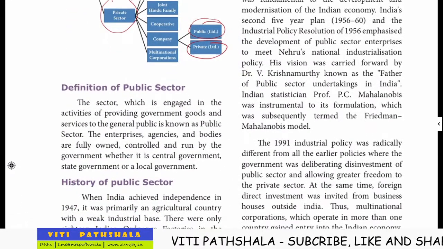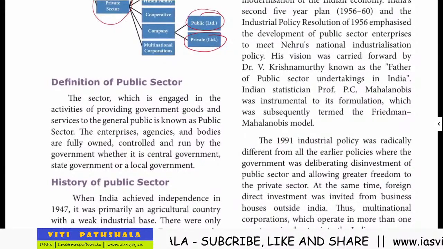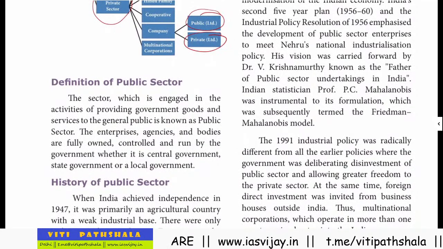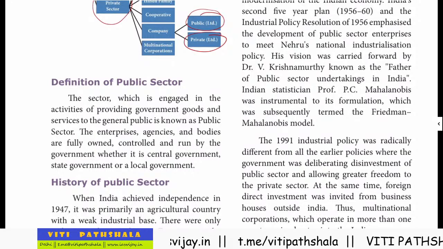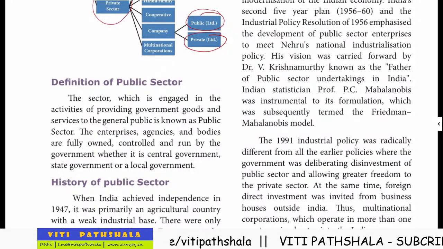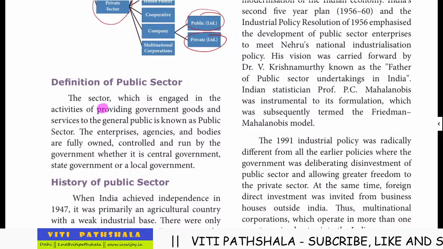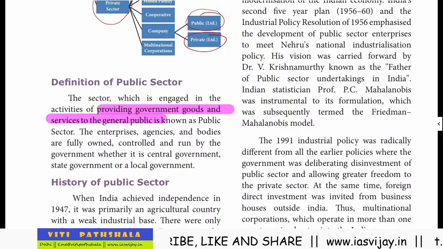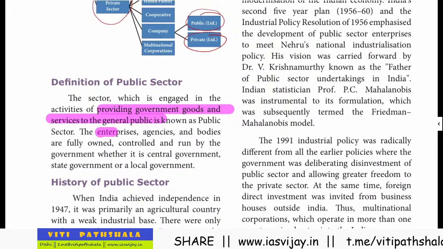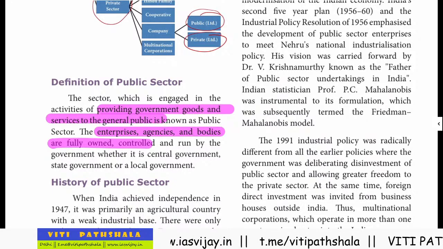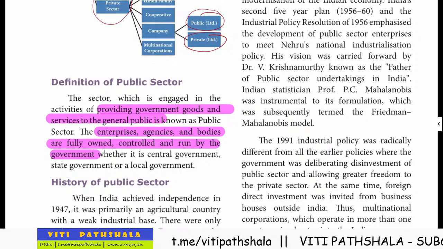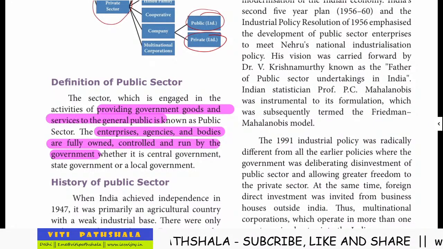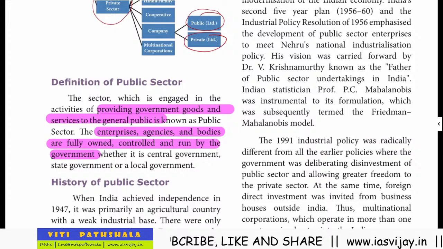Now, definition of the public sector. So, what is the definition of the public sector? The public sector is the sector which is engaged in the activities of providing goods and services to the general public. The enterprises, agencies, and bodies are fully owned, controlled, and run by the government, whether it may be the central government, state government, or a local government. For example, the transportation services.